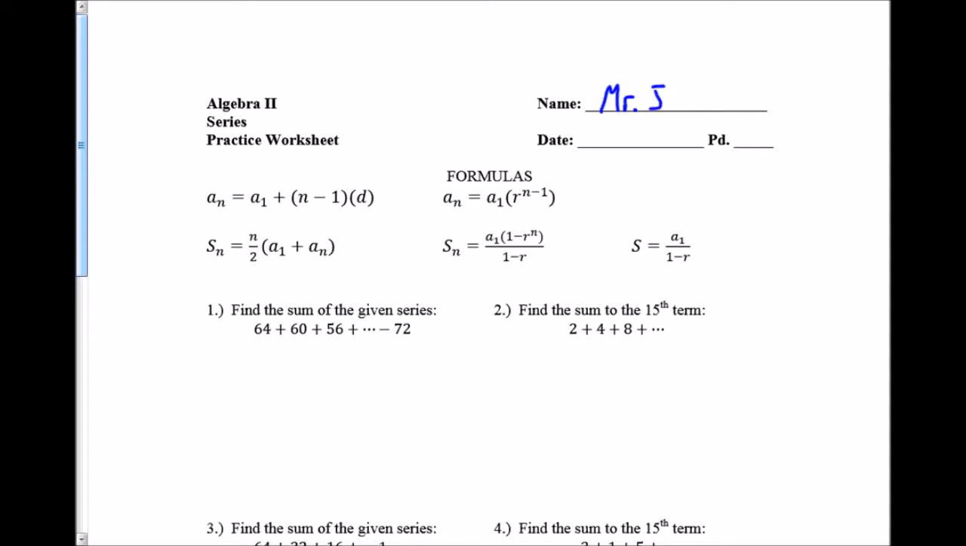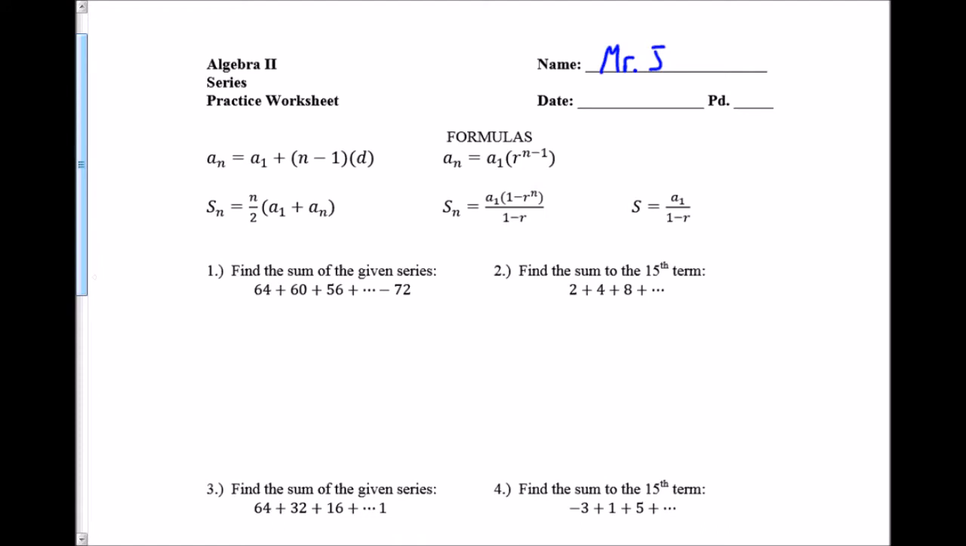If we look at the first one, it's asking us to find the sum of the series, and so really the first thing we need to decide is what formula I'm going to be using. So I look at this and decide, is it arithmetic or geometric? The pattern here is that I'm subtracting 4 each time. In other words, I'm adding a -4. Since I'm adding the same thing each time, I know it's arithmetic, which means I'm using this formula.